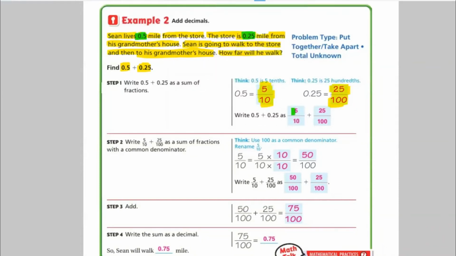Okay, now we're gonna add them as we did before on the previous page. So it will be 5 over 10. You have to make it 100 in the denominator, so we multiply 10 up and 10 down, so it will be 50 over 100. Okay, am I clear here? Yeah, clear. Okay, so let's add them together. 50 over 100 plus 25 over 100 will be 75 over 100. Now after that, let's convert it back to decimals. So it will be 0.75.